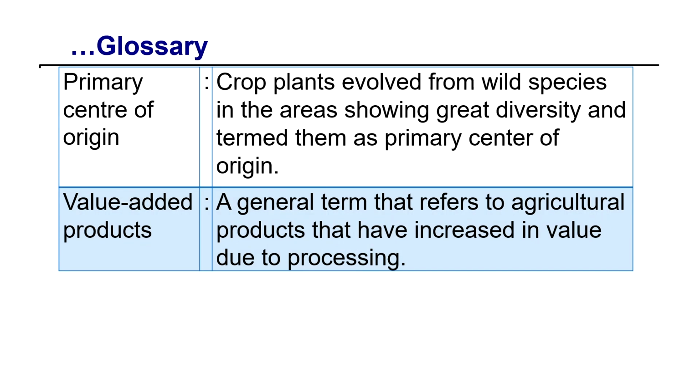Now, primary center of origin: crop plants evolved from wild species in the areas showing greatest diversity, and these are termed the primary center of origin. Here maximum diversity happens with respect to phenotypes and genotypes. Value added products: a general term that refers to agricultural products that have increased in value due to processing.